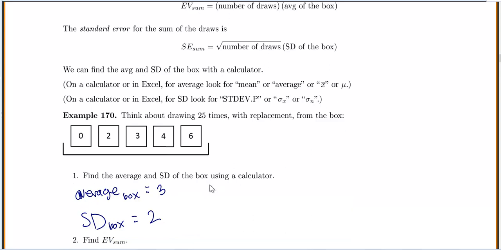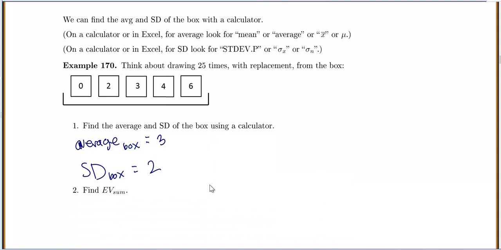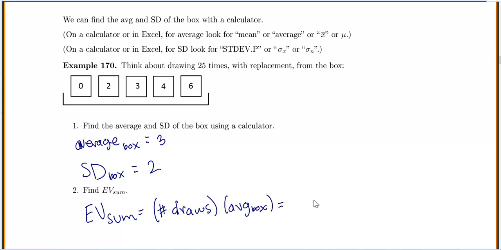Number 2, find the expected value for the sum. The formula for expected value for the sum is equal to the number of draws times the average of the box. So number of draws, how many draws do we have? We're drawing 25 times. So it's going to be 25 times the average of the box, which is 3. So my expected sum is 75.